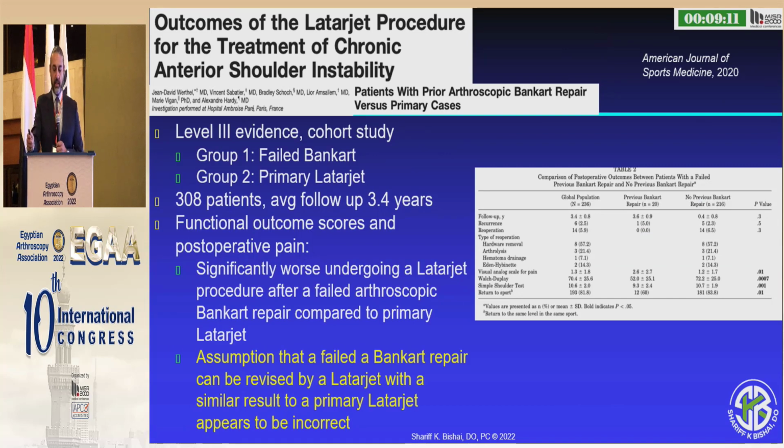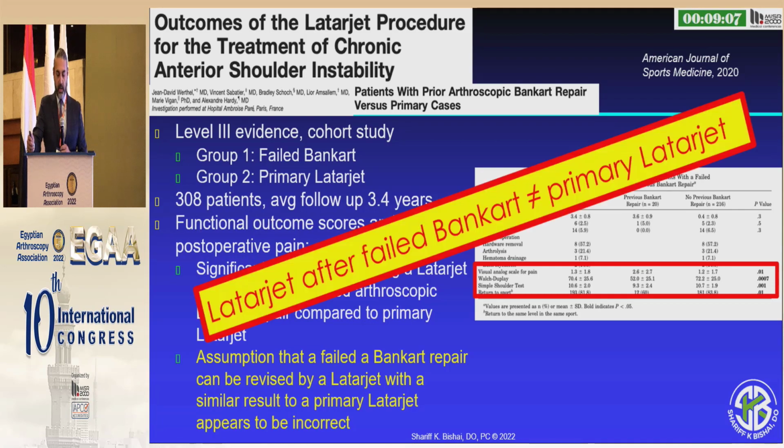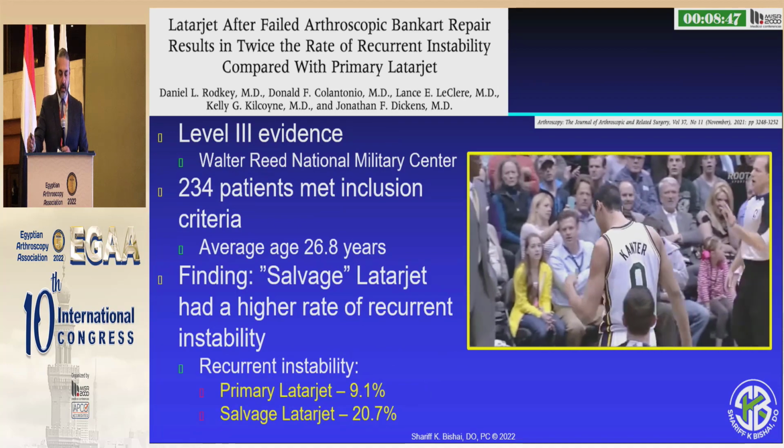Again, looking at this and stating that when you look at the study of failed Bankart versus primary Latarjet, a Latarjet after a failed Bankart is not equal to a primary Latarjet. So if that patient has multiple dislocations, has bone loss, don't try to do the Bankart first and say if it fails, then we do a Latarjet. Those patients actually do worse. You go directly to the primary Latarjet, and that's when you get a better outcome.